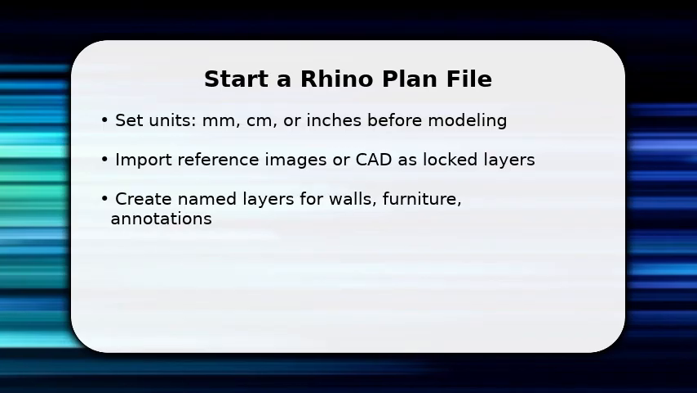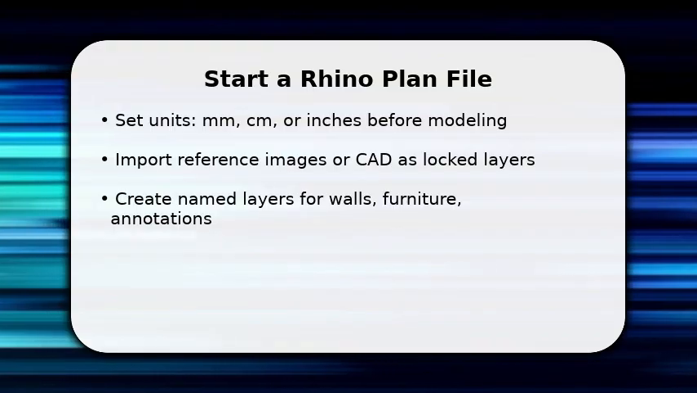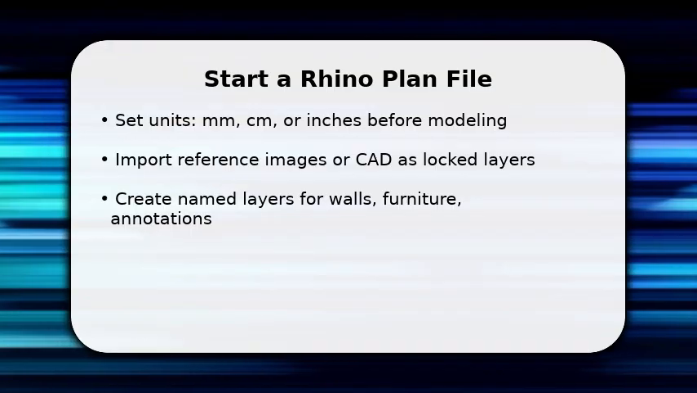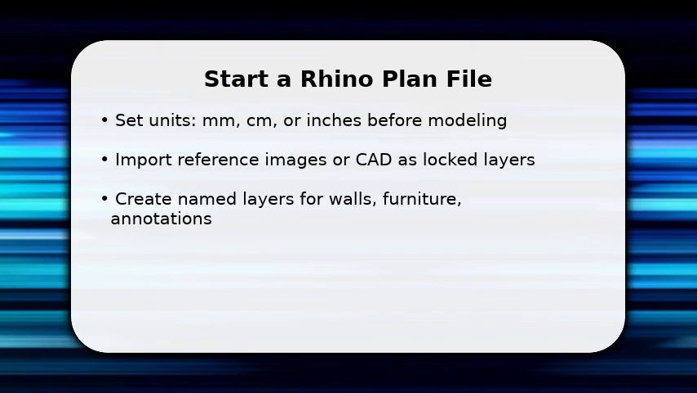Create named layers for structure, furniture, and annotations to keep everything organized. This prevents accidental edits. Once done, draw primary construction lines with line and polyline, snapping to end points and grids so your plan is accurate from the first strokes.